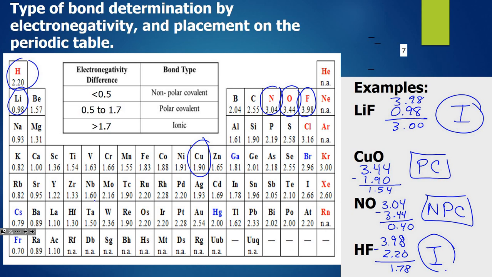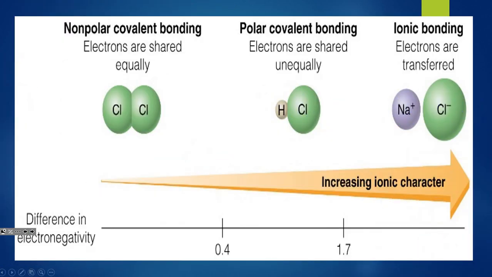Okay? So if you know what to do, this is really easy, right? But the big thing that you need to remember is where it's dividing. In your book, this is 0.05. A lot of books say 0.4, and yours is 1.7. But it is like an increasing sliding thing. So you're increasing in ionic character or decreasing in ionic character. So just know these are your break points.